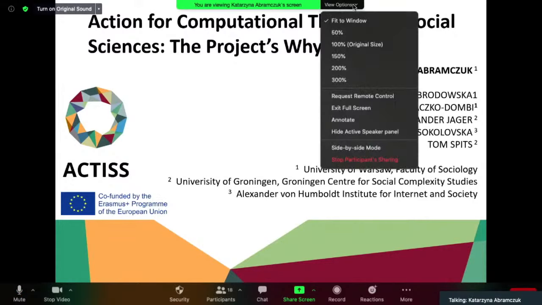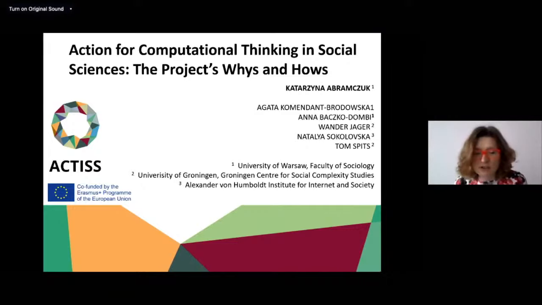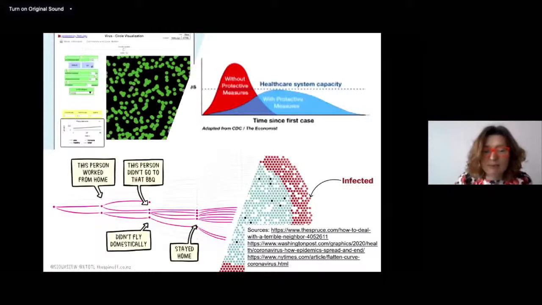What I wanted to talk about today is a project that we run at the University of Warsaw that is called Action for Computational Thinking in Social Sciences. This is a project that we are running together with University of Groningen and Alexander von Humboldt Institute for Internet and Society. And it is an educational project that is co-funded by Erasmus Plus program for higher education. And the project is about computational thinking. So I think I just start by explaining what we mean by that.